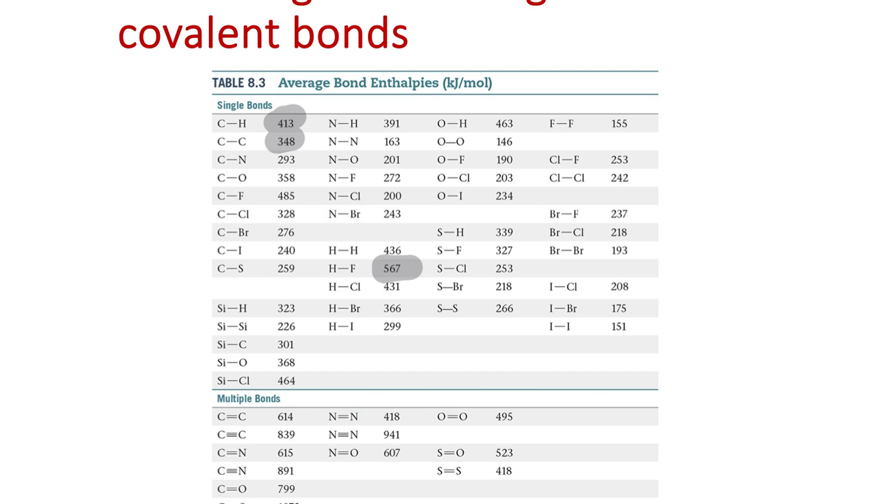But then a big impact on bond strengths, if you compare the carbon-carbon single bond, 348, to the carbon-carbon double bond, 614 kJ per mole.